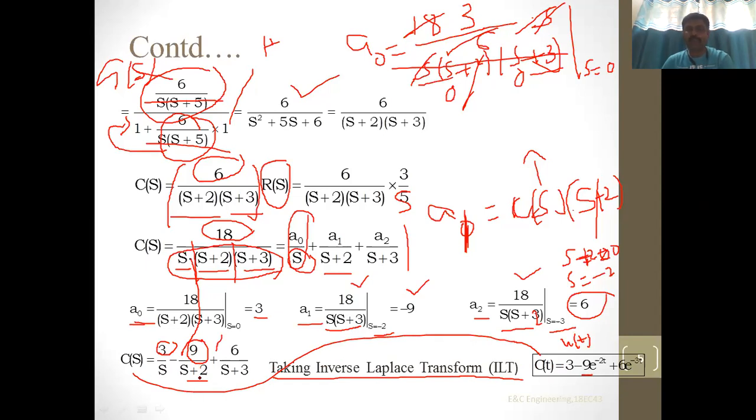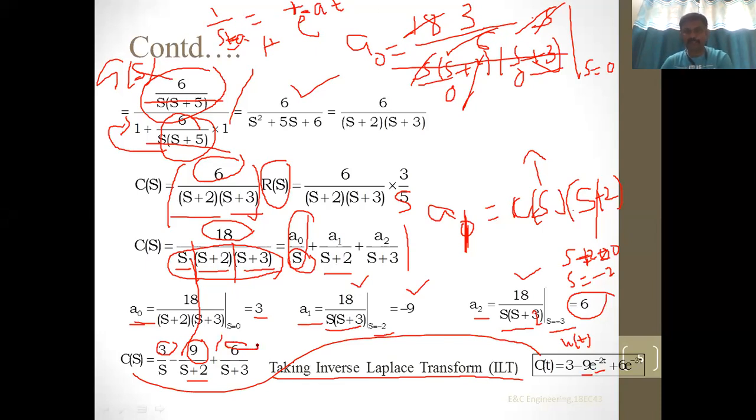What is the inverse of 1 divided by S plus 2? Which is e power minus 2t. Why? Because 1 divided by S plus A, the inverse Laplace is e power minus at. That means if it is positive here, then negative comes in the exponential term, and if it is negative here, then positive comes in the exponential term. Is it okay? This you need to memorize it clearly. Simple Laplace relations. This is minus 9 into e power minus 2t.